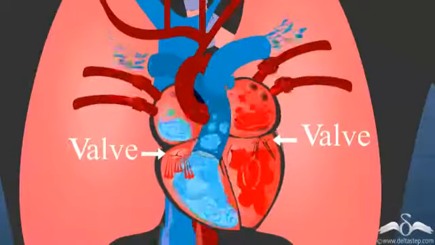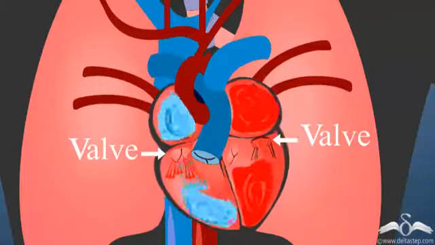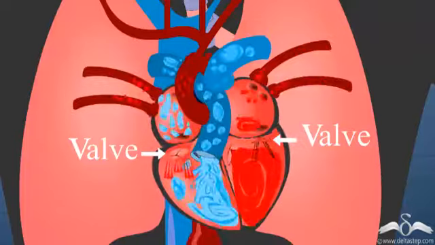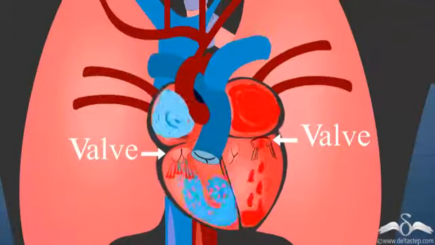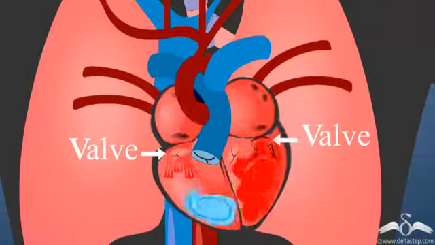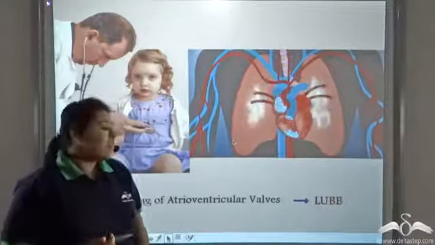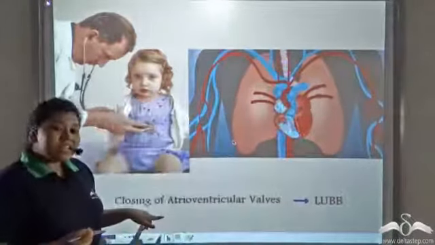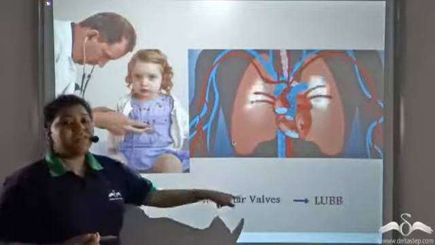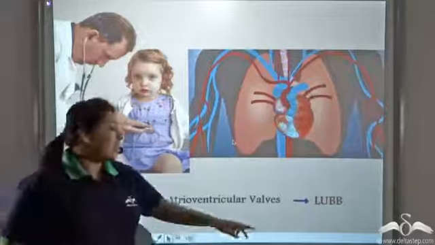During atrial systole, this valve opens to let the blood flow, and then during diastole, it shuts closed. When it shuts closed during atrial diastole, it generates a sound. This sound is lub. So, closing of atrioventricular valves causes the first heart sound, which is lub.